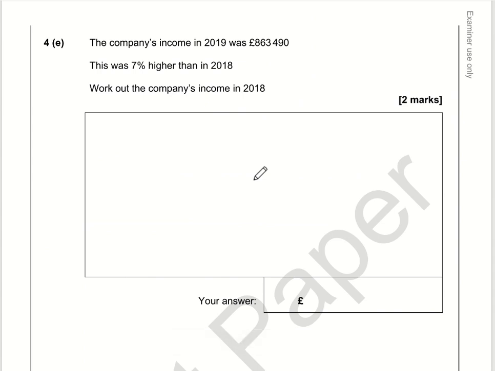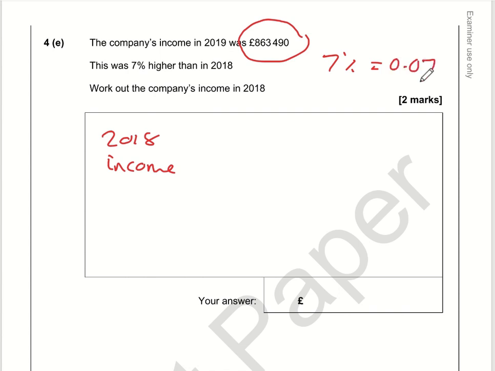Okay, so 4E, the company's income in 2019 was this, and this was higher than 2018. So the 2018 income was increased by 7%. Now, 7%, the multiplier for 7% is 0.07. As mentioned before, this is the decimal equivalent of 7%. Now, for a 7% increase, we would add 1 to this number. So that gives us 1.07. So the 2018 income was multiplied by 1.07 to give us this new value of 863490.